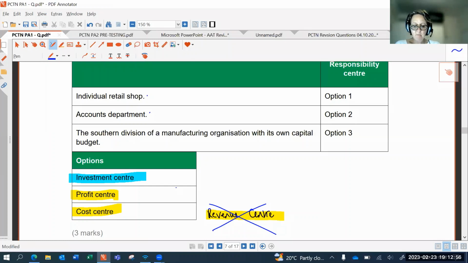So being as we've just run through that, would you like to tell me which one you think should be which? What about the first one, a retail shop? Investment, profit, or cost? Yes, you're going with a profit centre, as would I. I gave you an example of a First Intuition department being a profit centre, but I think for an individual shop, the shop manager should be deciding where to buy their supplies from. They should also be setting selling prices. So the manager of the shop should actually be responsible for the profit made by the shop. So I would go with profit centre as well for that one.